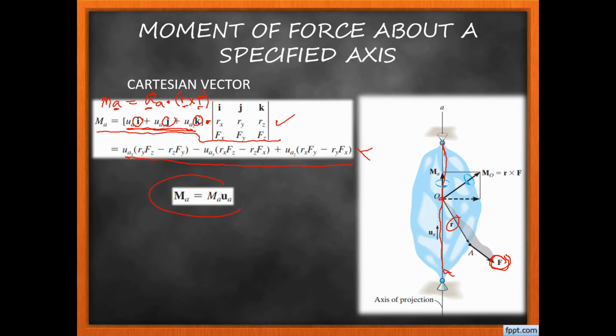And isang importanteng formula din na dapat tandaan is yung unit vector. Yung unit vector natin in Cartesian vector form ay pwede rin nating express yan gamit yung ating moment along A, in Cartesian vector form divided by the moment along A in scalar form. That's why nagkaroon tayo ng ganitong formula.